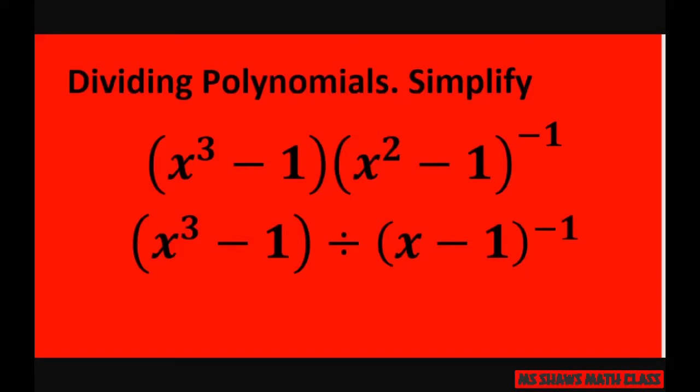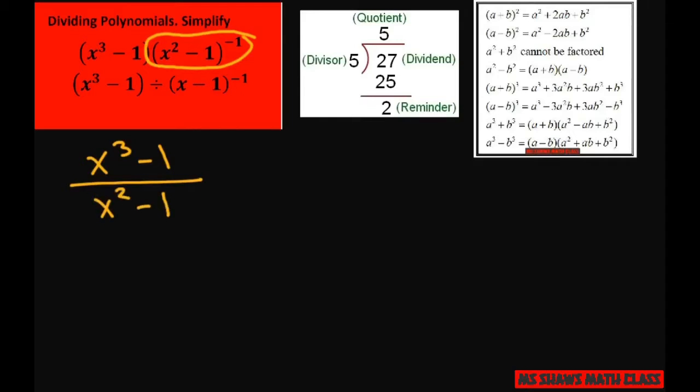One, we're going to simplify each polynomial by dividing. So for the first one, I'm going to rewrite it, and I'm going to get rid of this negative exponent by rewriting this as x cubed minus 1 divided by x squared minus 1. So that's the equivalent of what this is. This would have been to the first power like that.